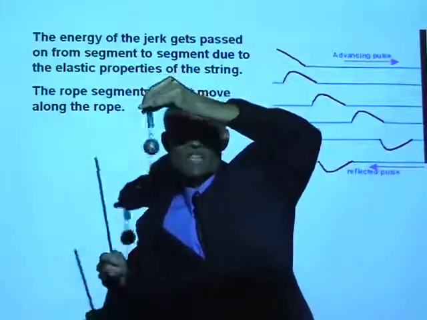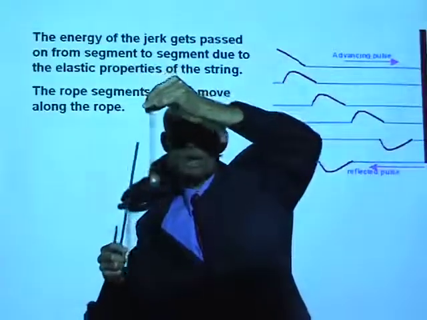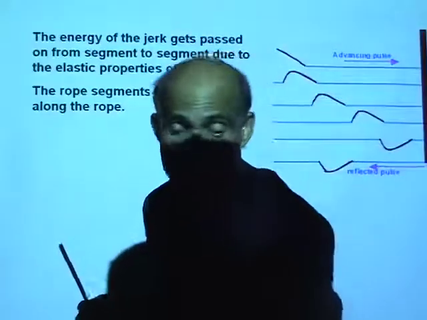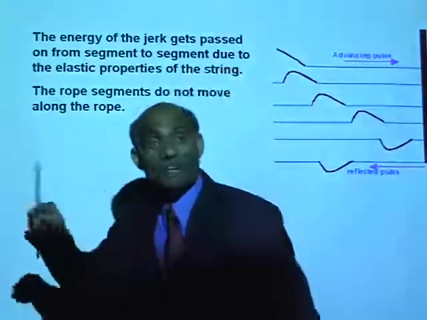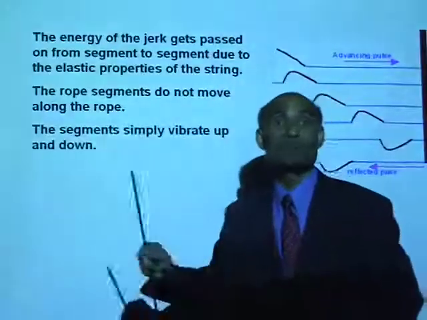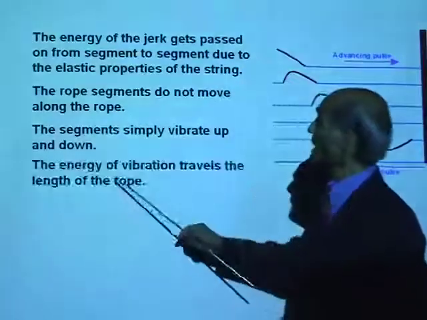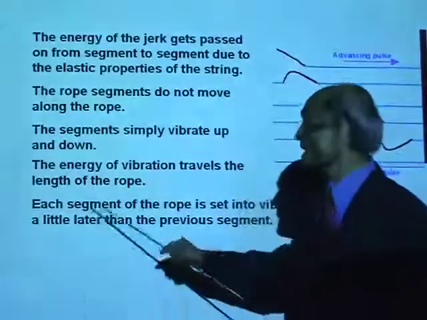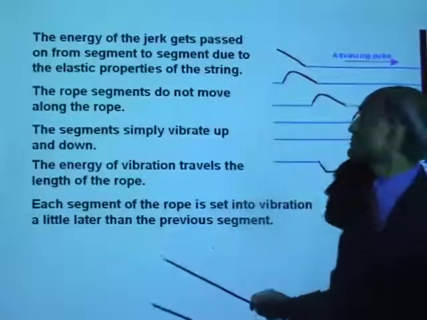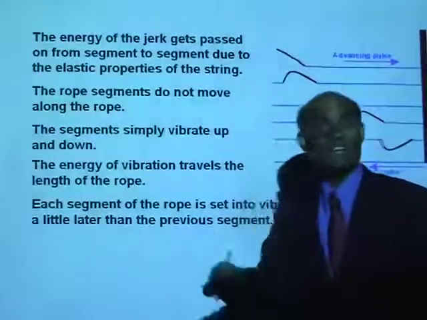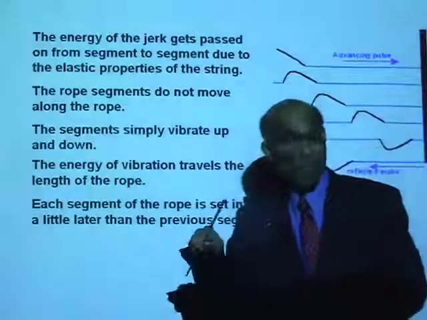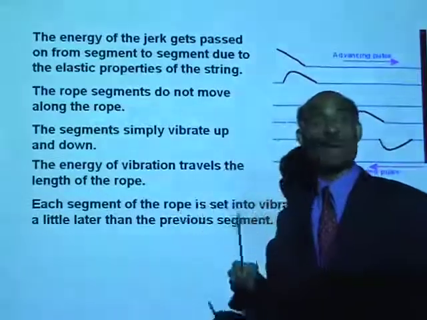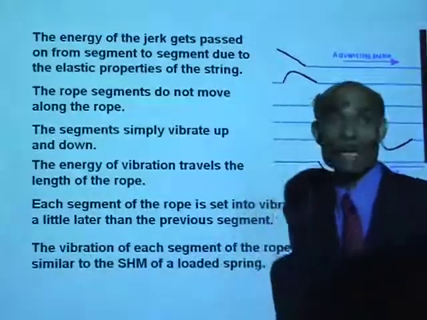You see that? Each segment executes simple harmonic vibrations, just like the simple harmonic vibrations of the spring, and the energy gets transferred along the medium. Okay, the energy of vibration travels along the length of the rope. Each segment of the rope is set into vibration a little later than the previous segment. Do you understand why each segment starts vibrating a little later than the previous one? That is an important concept.